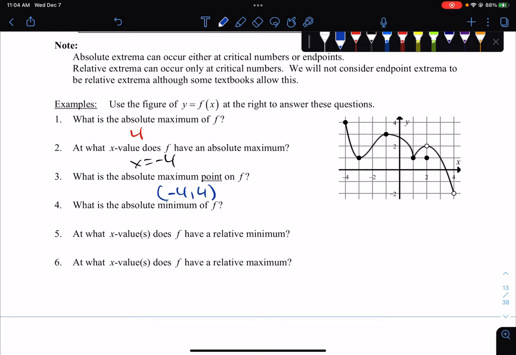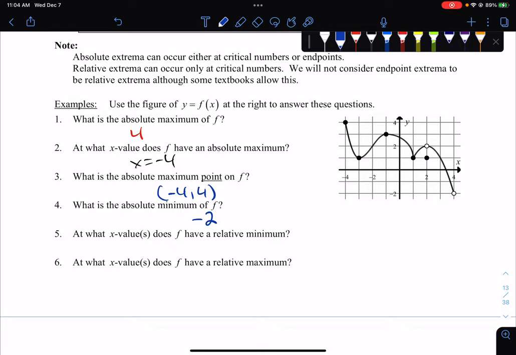So, 3 different answers to pretty much the same question. And it's going to be important on the AP test that you know which of these 3 questions you're answering, because they all come from the same point on the graph, but the answer is going to vary depending on what it's asking for. The absolute minimum of f is the lowest point on my graph, which is going to be down here. So my absolute minimum is going to be -2.